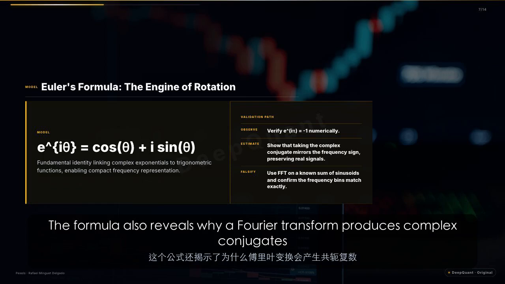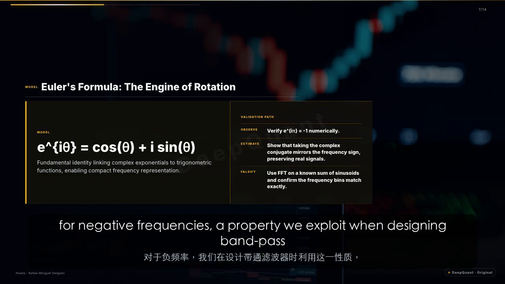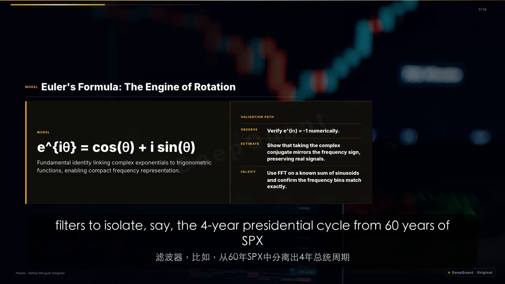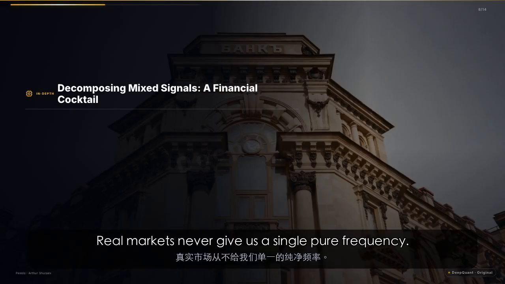The formula also reveals why a Fourier transform produces complex conjugates for negative frequencies, a property we exploit when designing bandpass filters to isolate, say, the 4-year presidential cycle from 60 years of SPX data. Real markets never give us a single pure frequency.